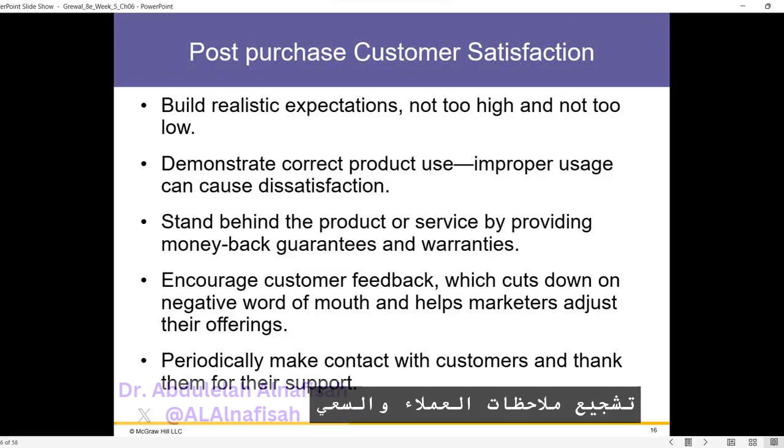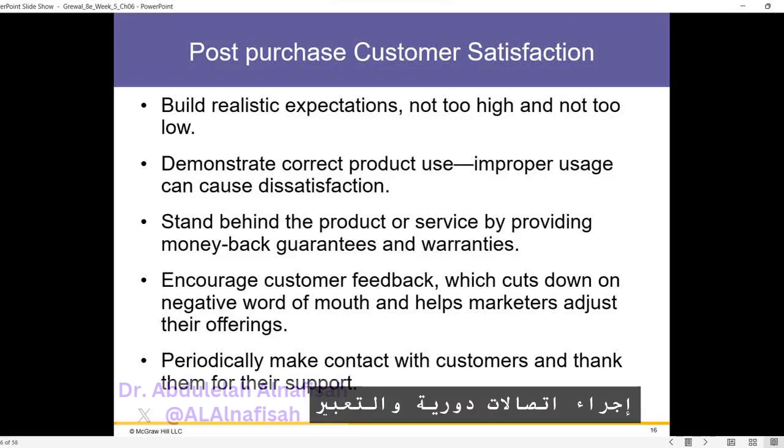Encourage customer feedback. Actively seeking customer feedback is essential for marketers to understand and address any issues or concerns. By providing channels for customers to share their experiences, marketers can gather valuable insights, identify areas for improvement, and promptly address any negative feedback. Encouraging customer feedback helps reduce negative word of mouth and allows marketers to make adjustments to their offerings based on customer preferences and needs.